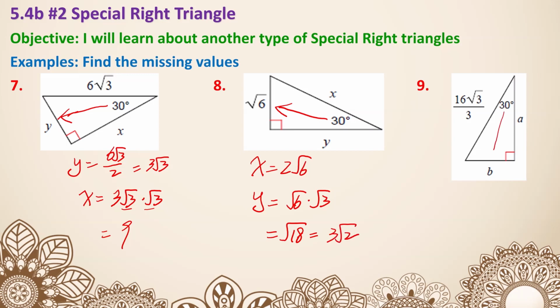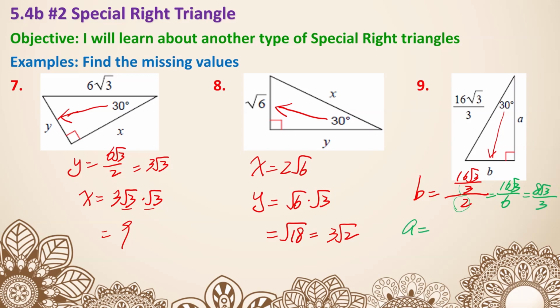Next, number 9. 30 is facing the B, so we need to take that 16, well, this looks a bit complicated. 16 square root of 3 over 3, the whole thing over 2. So, since you're dividing by a 3 and also dividing by a 2, in other words, you're actually dividing by a 6. Then we can just simplify the 16 over 6. It's 8 square root of 3 over 3.